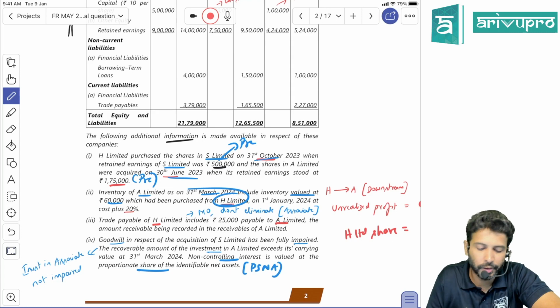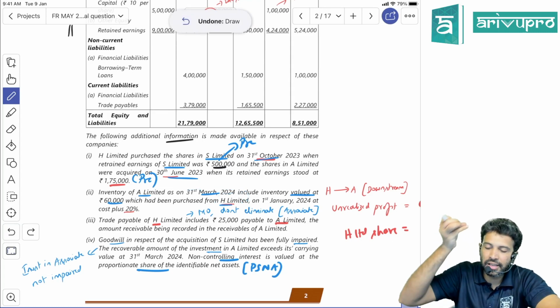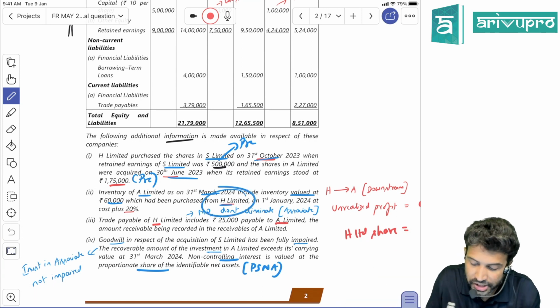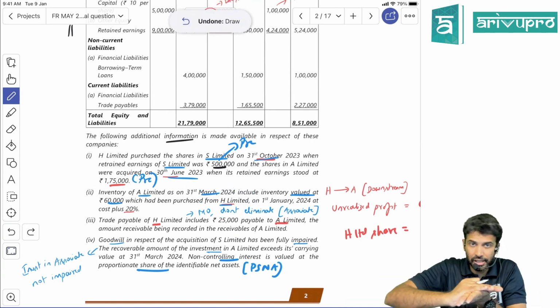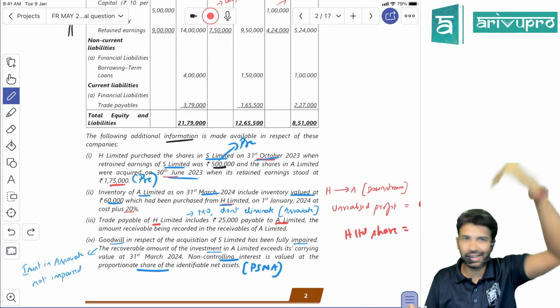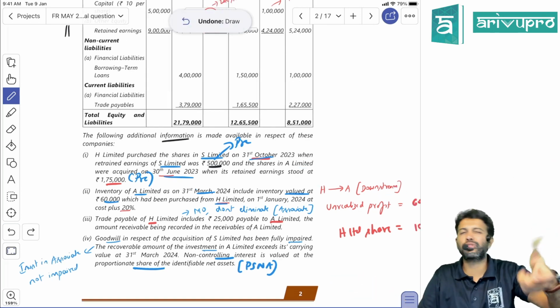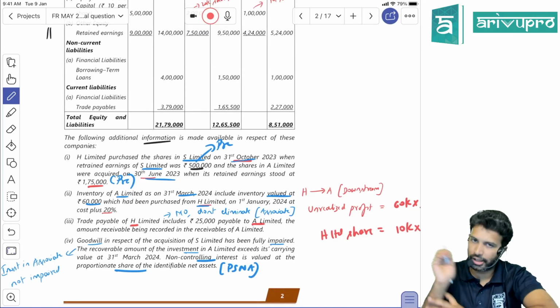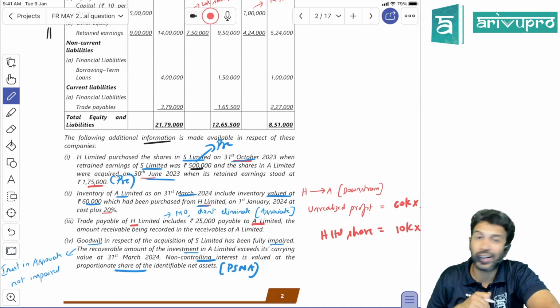Great. Inventory of A Limited, the associate company, as on 31st March 2024, includes inventory valued at 60,000, which it had purchased from H. Who has the inventory? A Limited, the associate company. Why? Because they purchased the goods from H. That means H Limited, the parent, has sold goods to the associate. So it's a downstream sale. The parent is selling the goods to the associate. In fact, upstream and downstream we refer to in the consolidation of subsidiary chapter, but it's okay, we can use it here also. So the parent has sold the goods to the associate company over here.